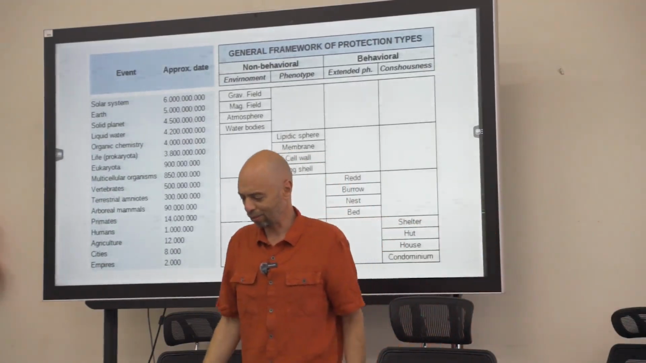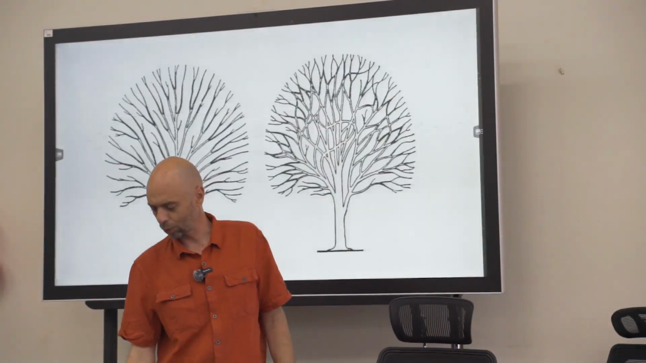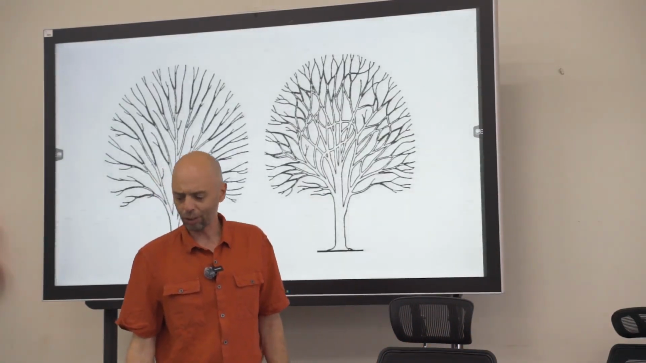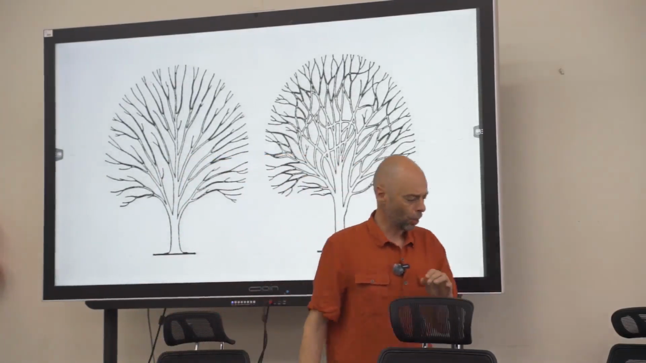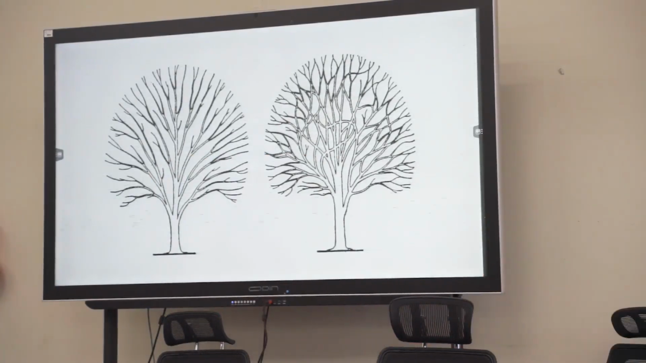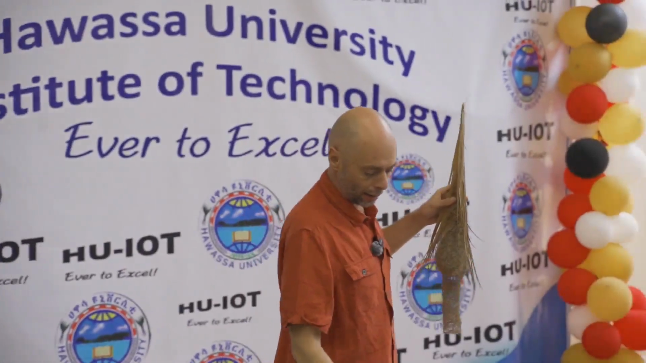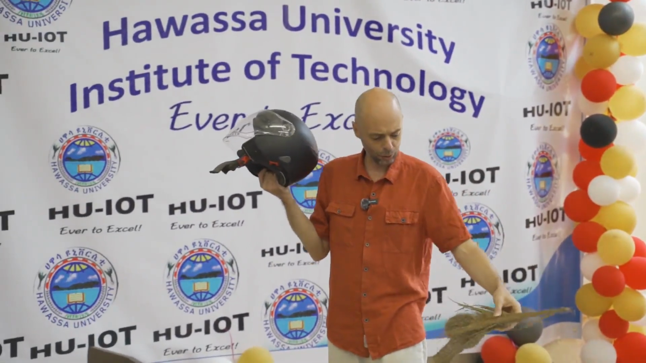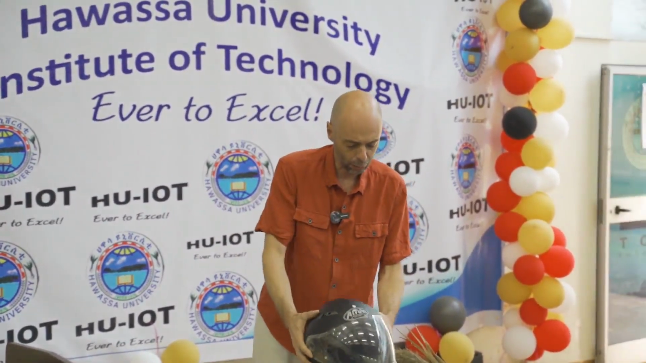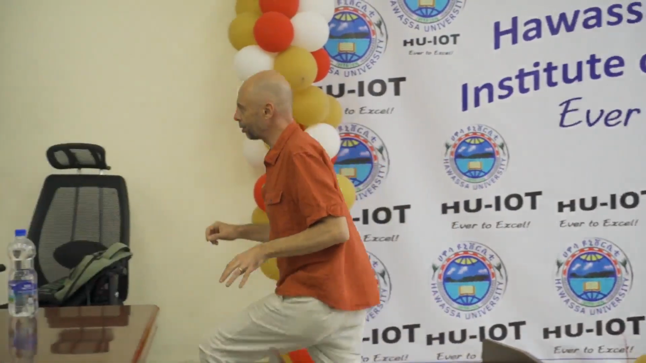This is the general framework of what I'm going to show you. A last observation: I told you about extended phenotype, which are behavioral protections and consciously built protections. There is a big difference between these two. They are both behavioral, but look at these trees.